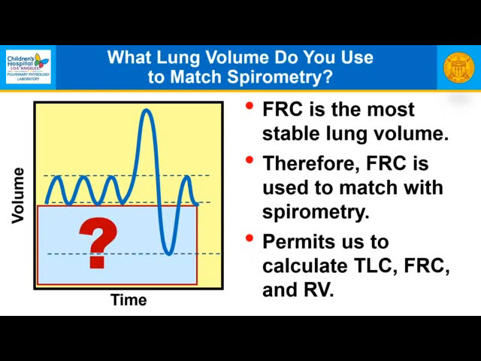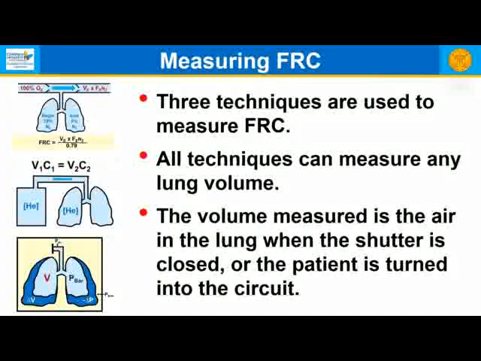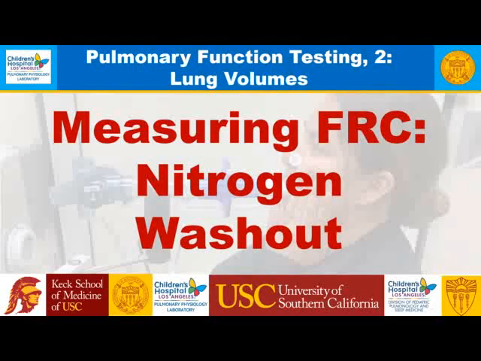So it turns out we pick FRC. And the reason is this is the most stable lung volume. Remember, it's determined physiologically. Therefore, FRC is used to match with spirometry, and this will permit us to calculate total lung capacity, FRC, and residual volume, which we could not measure with spirometry alone. So three techniques are used. All of these can measure any lung volume, but again, the volume measured is the air in the lung when the shutter is closed or when the patient is turned into a circuit. So let's talk about these in sequence.